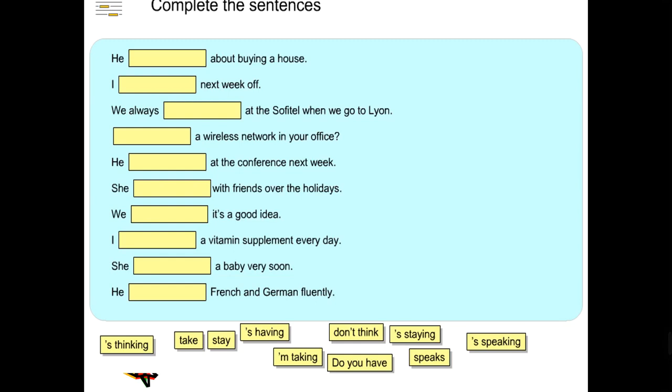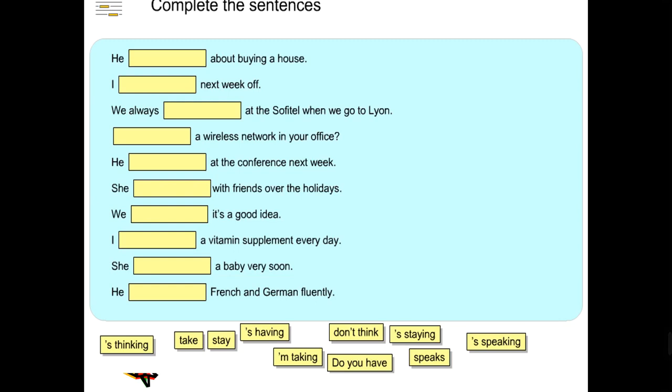We always blank at the Sofitel when we go to Lyon. We always, what do you think? Is staying or stay? Of course, we always stay. Present simple. Blank a wireless network in your office. This is a question. So you have to start with a question form. Do you have? Yes. Do you have a wireless network in your office?